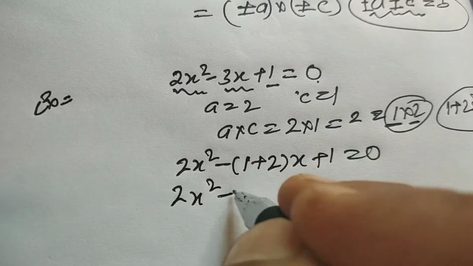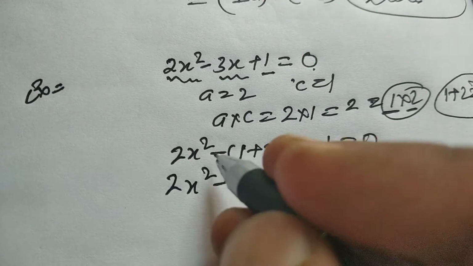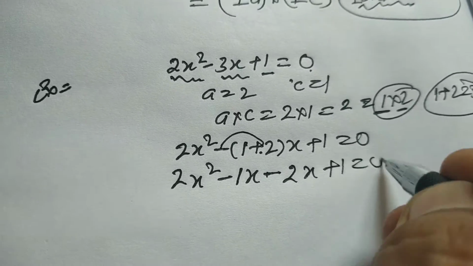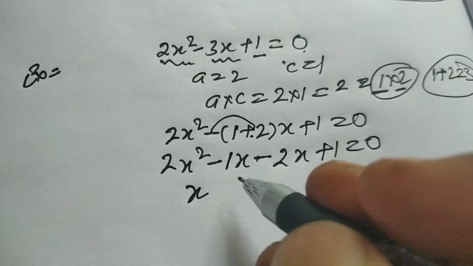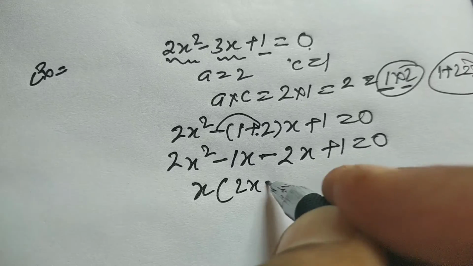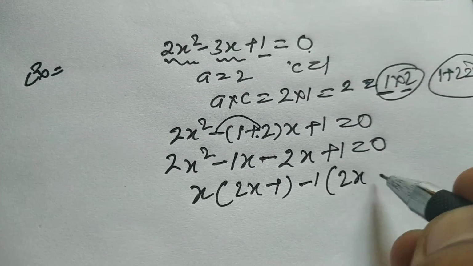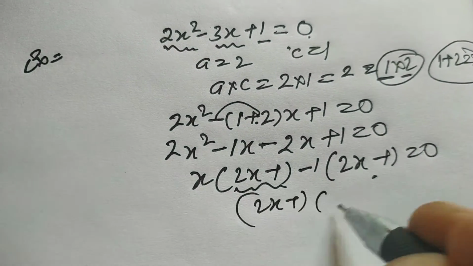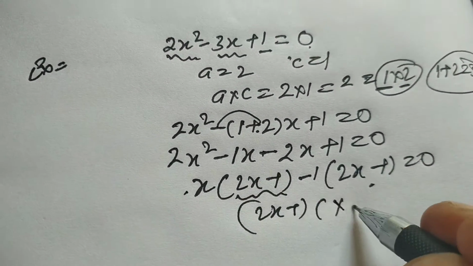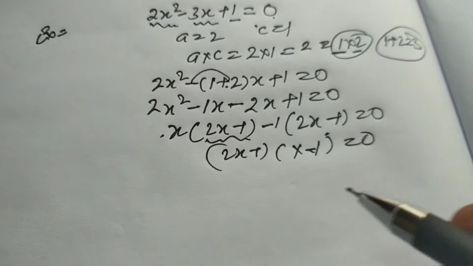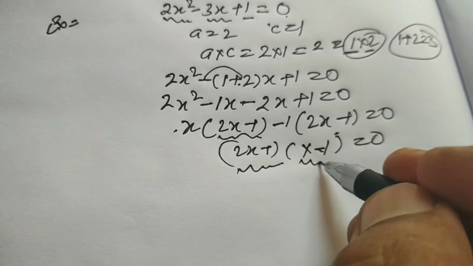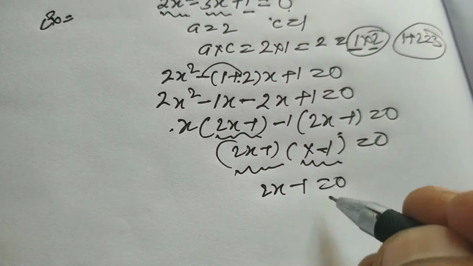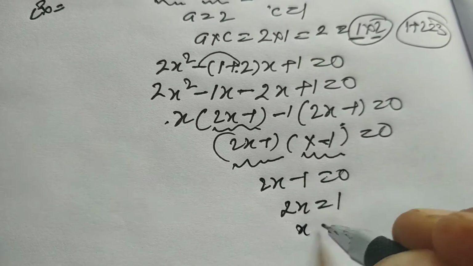This is 2x square minus 1x minus 2x plus 1 is equal to 0. If I take x common, this is x into (2x minus 1). Taking minus 1 common, this is minus 1 into (2x minus 1) is equal to 0. Now 2x minus 1 is common. This is (2x minus 1) into (x minus 1) is equal to 0. So this implies that either 2x minus 1 is 0 or x minus 1 is equal to 0. This is 2x minus 1 is equal to 0, so 2x is equal to 1, then x is equal to 1 by 2.